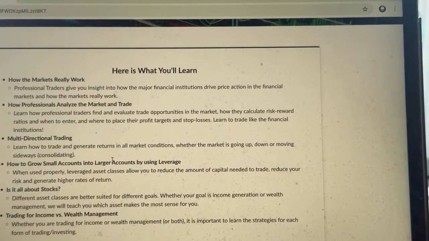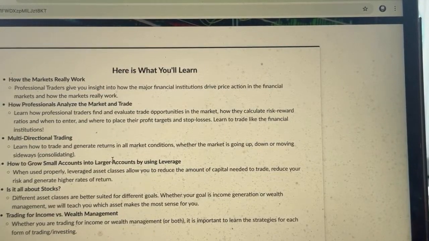And is it all about stocks? Of course not. Start calling these asset classes.